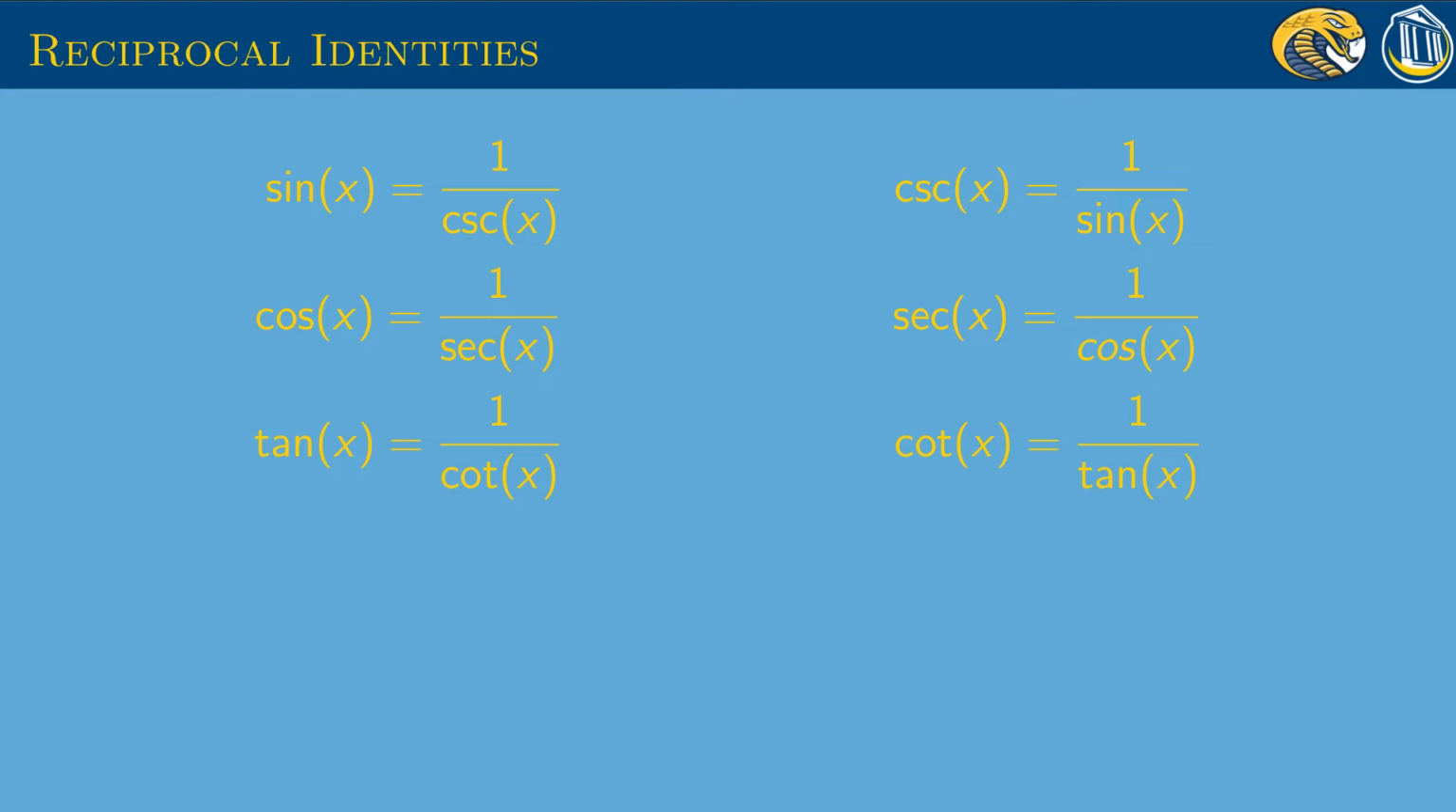And if we want, we can combine these identities with our definitional identities. So we could say tangent is still sine of x over cosine of x, and cotangent is still cosine of x divided by sine of x.